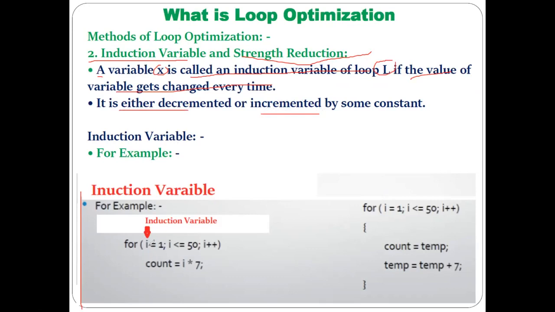So here a for loop is taken: for i equal to 1, i less than or equal to 50, i plus plus. So this loop will run approximately 50 times. So the value of i will change every time, yes or no? Yes.